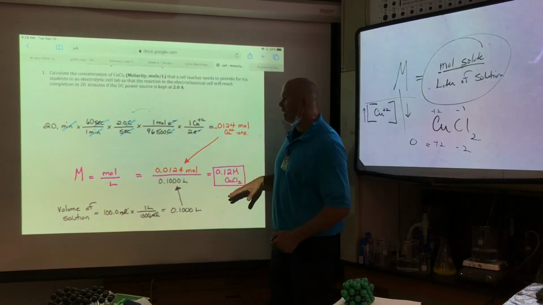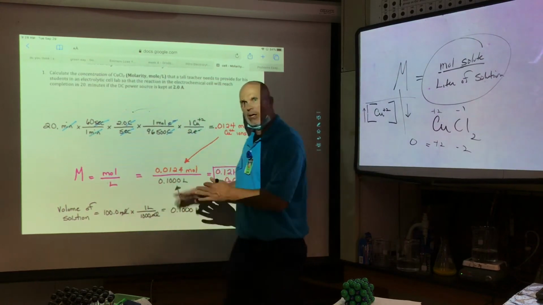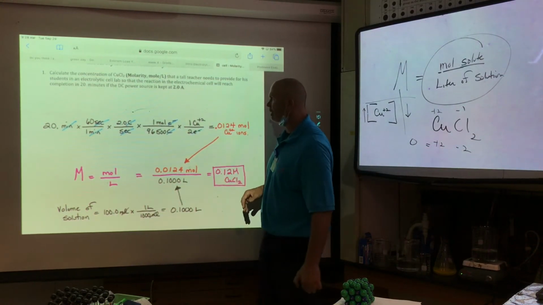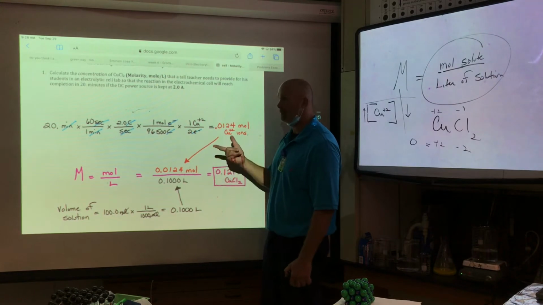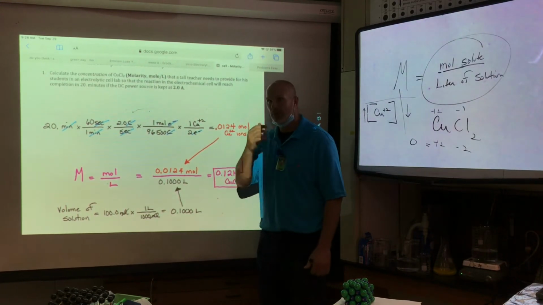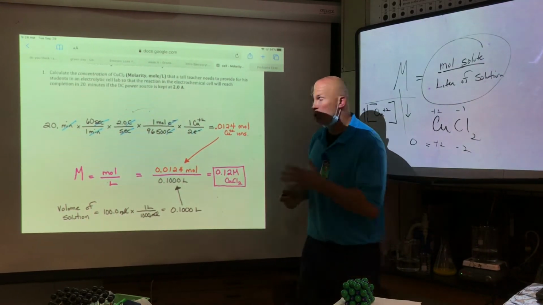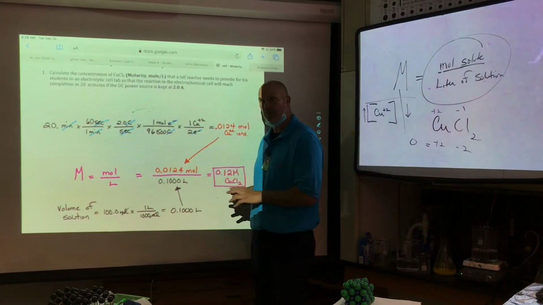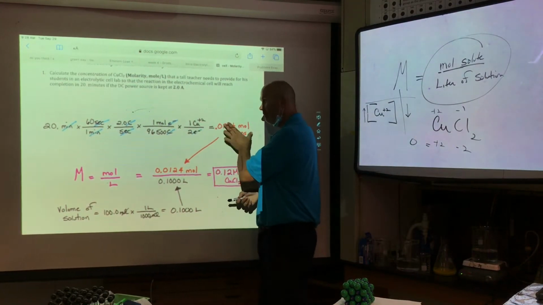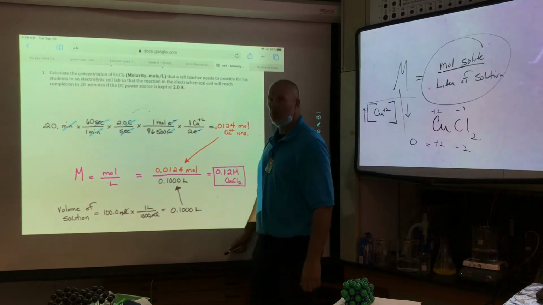I did this just to figure out, hey, I want to run the lab for a certain amount of time, what should I give them? These are the kind of calculations that I work. It's not exactly what's going to happen today, but you get the idea. So you should be able to handle a molarity question. It's still the same idea. Moles of substance, liter of solution.